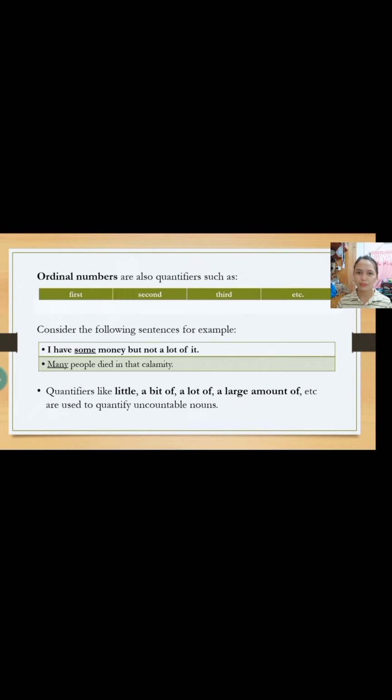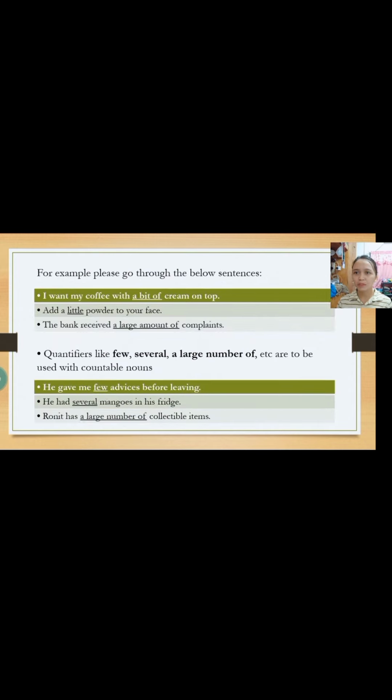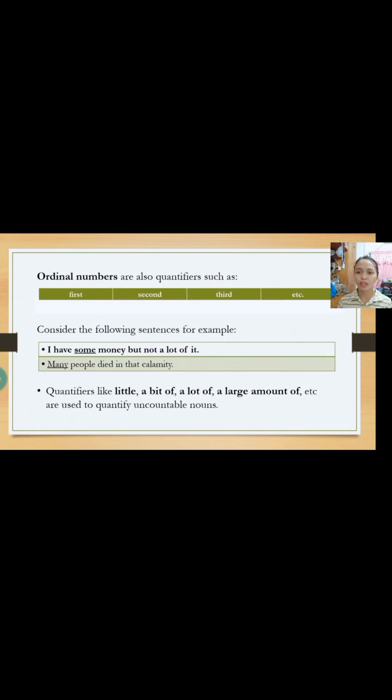or the noun people. Quantifier determiners like a little, a bit of, a lot of, a large amount of, and etc. are used to quantify uncountable nouns. For example, let us go through the below sentences. I want my coffee with a bit of cream on top. A bit of is part of a what? Part of uncountable nouns as based on the slide before this. Quantifiers little, a bit of, a lot of, and a large amount of are uncountable nouns.